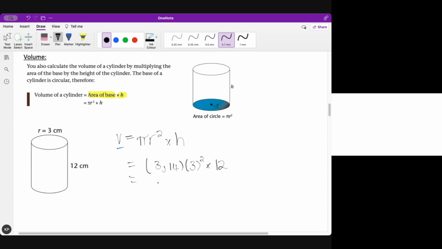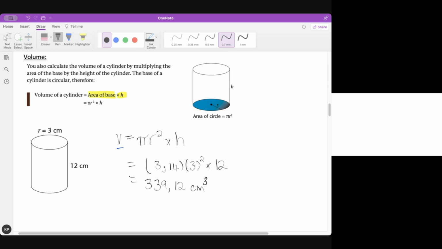Times 3 times 3 times 12. Okay, I have an answer. Let's hear. There we go. Now, centimeters. What exponent goes there with my centimeters for volume? Cubed. Nice. Cubed. And that's it, guys.